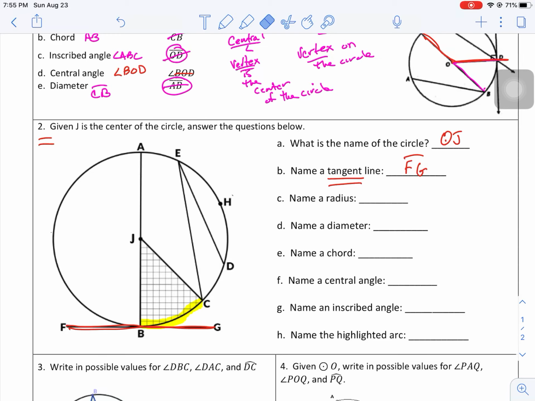Okay, then it says name a radius. I see 3. I see J to A, I see J to B, and I see J to C. So we could have JA or JB or JC. Or you can flip-flop the letters, like AJ would work as well, okay? So either one, you don't have to name all 3 unless they say name all of them, but it says name a radius.